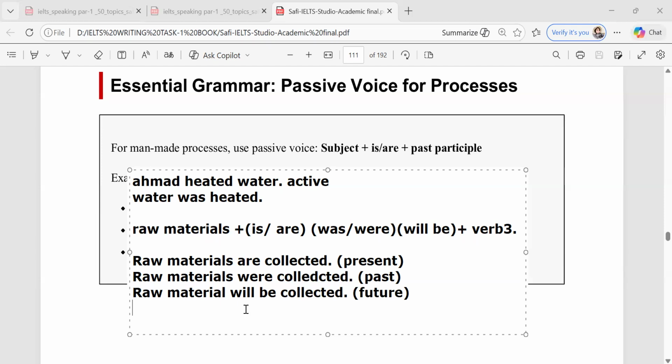What decides about present passive, past passive, or future passive? Only the auxiliary. Are collected, were collected, will be collected. So now this is the future one. So remember that in a man-made process diagram, we always use passive voice, not the active one.